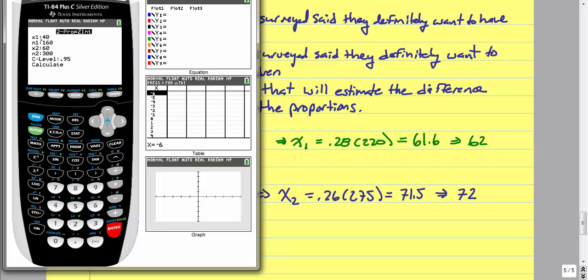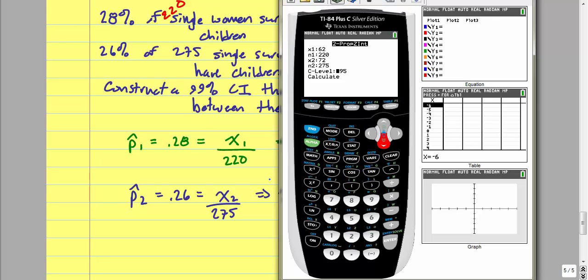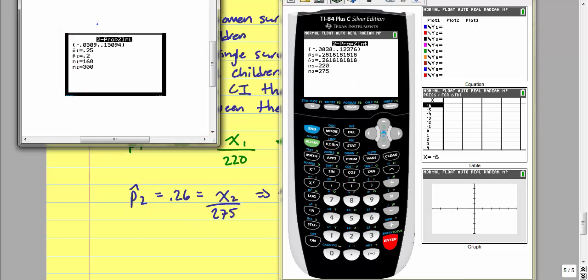So here, X1 would be 62, and we can't put in 61.6 or we'll get an error, and that was out of 220 women. X2 was 72, that's our rounded value, out of 275 men. Our confidence level for this problem, if we look backward over here, is a 99% confidence interval, so I'll put in 0.99, and then we hit calculate. So this will give me my confidence interval directly.